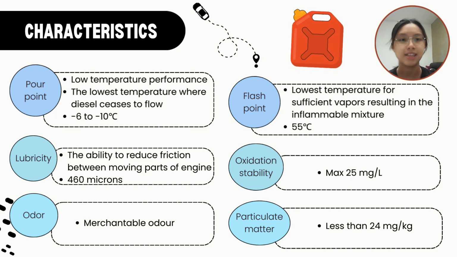Then is lubricity. It indicates the ability to reduce friction between moving parts of a diesel engine. The lubricity for diesel is 460 microns. The odor for diesel is vegetable. Oxidation stability for diesel is 25 mg per liter, while the particulate matter is less than 24 mg per kilo.